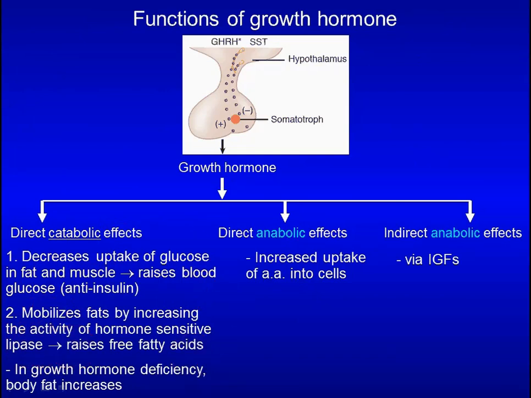Second, growth hormone has direct anabolic effects. It increases uptake of amino acids into cells. Third, growth hormone has an indirect anabolic effect. It increases synthesis of insulin-like growth factors, or IGFs.